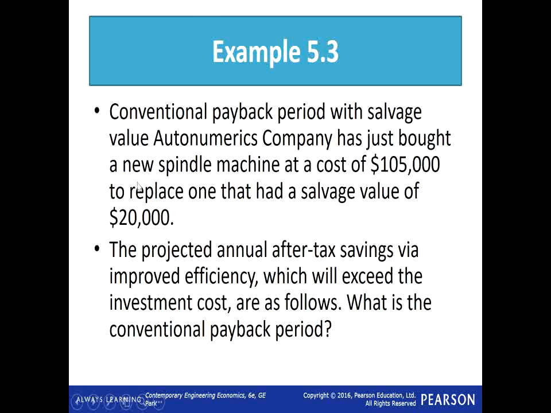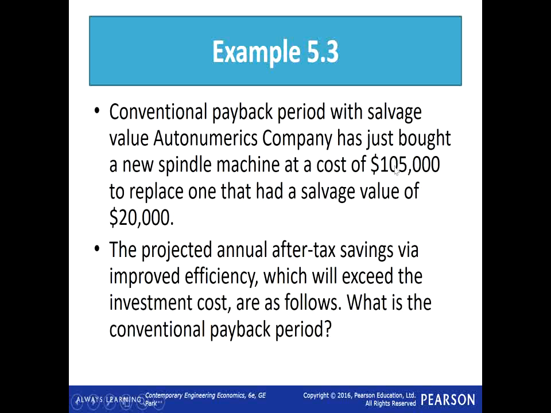Ato Numerics company has just bought a new spindle machine at a cost of 105,000 to replace one that had a salvage value of 20,000. Understand this example very carefully, because this is an important question for your exam as well. What is the cost of the machine? 105,000. This is the cost of the new machine. Also they had one old machine which they will sell to buy this one. So when you sell the old machine, you get 20,000 as well.